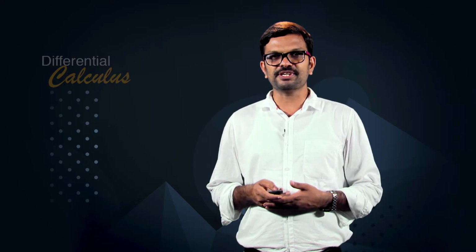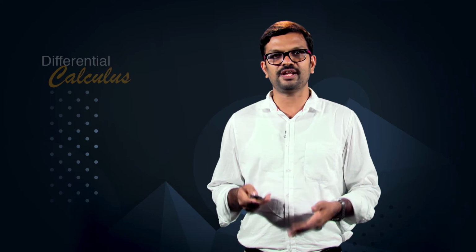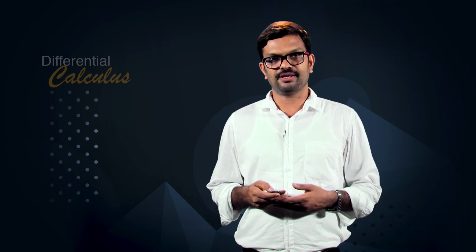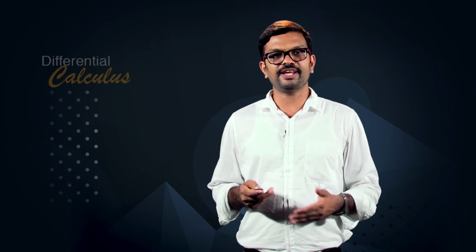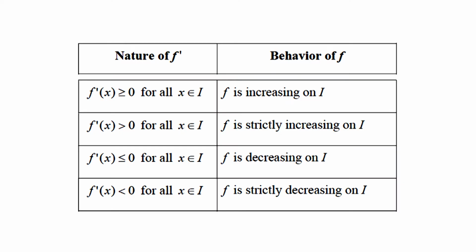By similar arguments, if f'(x) ≤ 0 for all x in I, then f is decreasing on I, and if f'(x) is strictly less than 0 for all x in I, then f is strictly decreasing on I. All these conclusions are summarized in the following table.